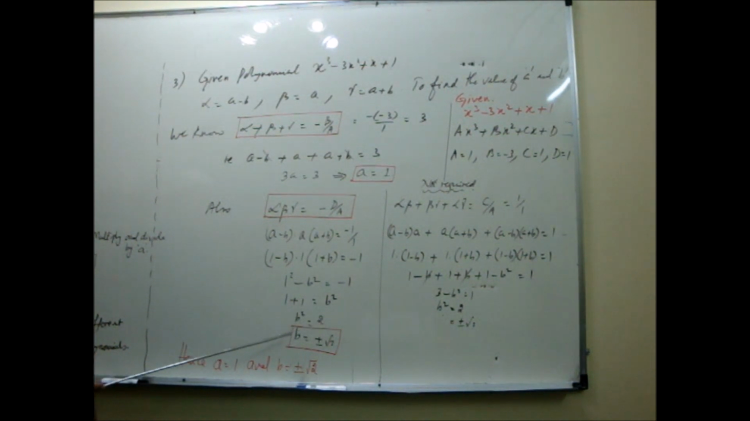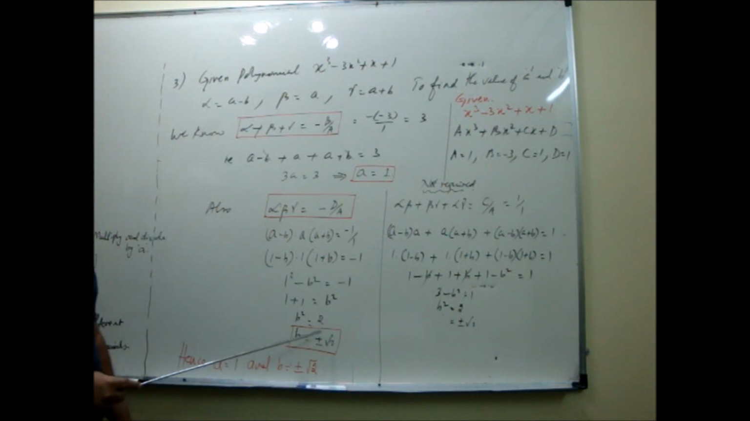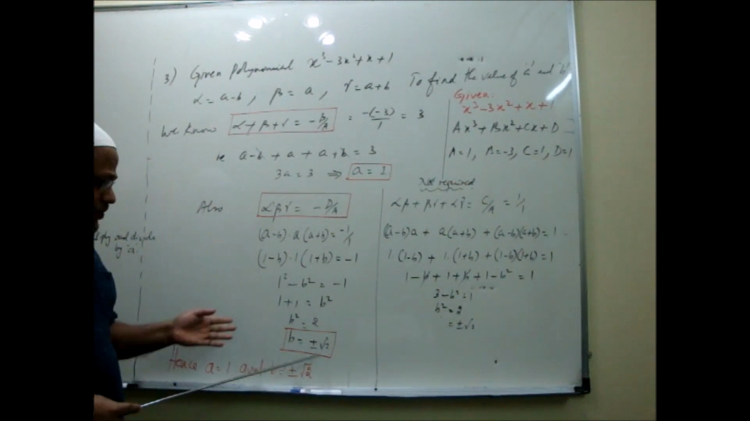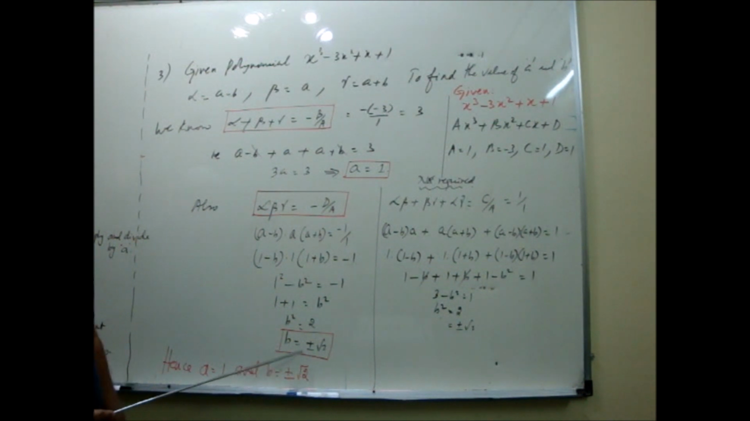So b square is 2. What is the value of b? Take the square root of it. One more thing here is you have to take plus or minus square root of 2. Because root 2 square is 2, and minus root 2 the whole square is also 2. So we can't simply say b must be root 2. It can be root 2 or minus root 2. Both are correct here.